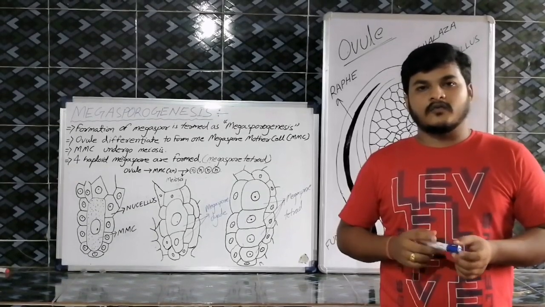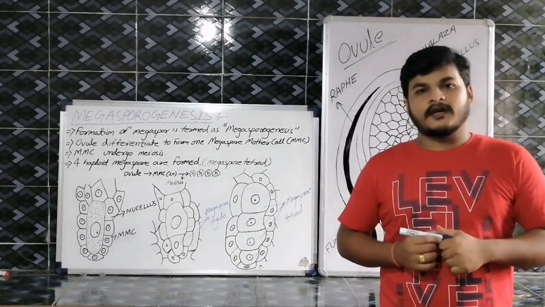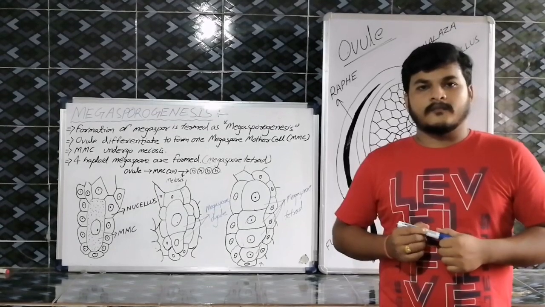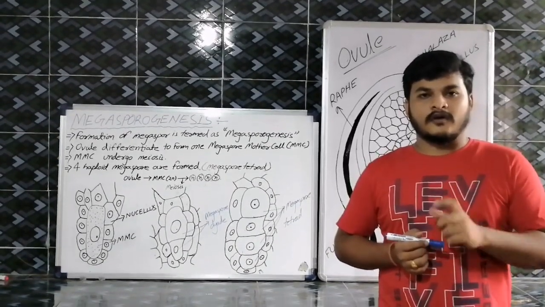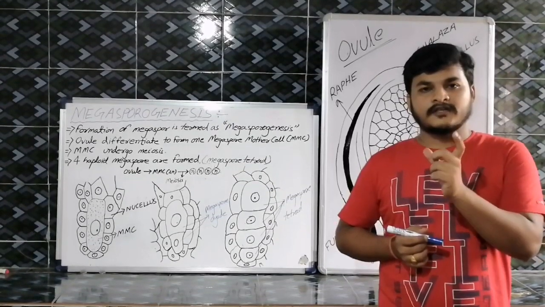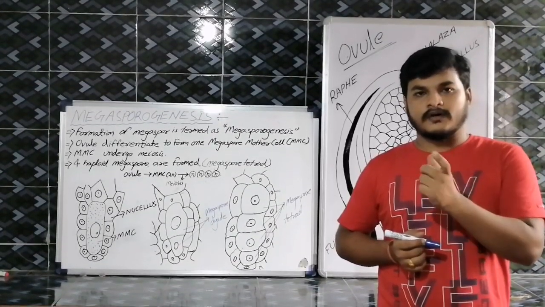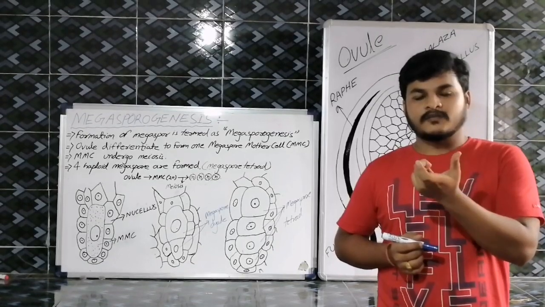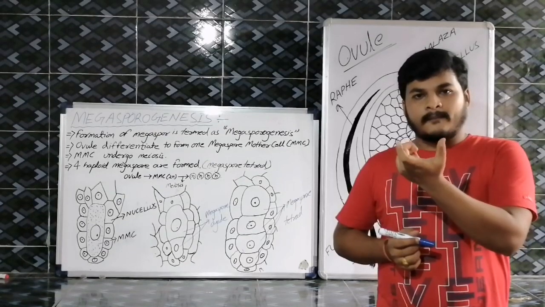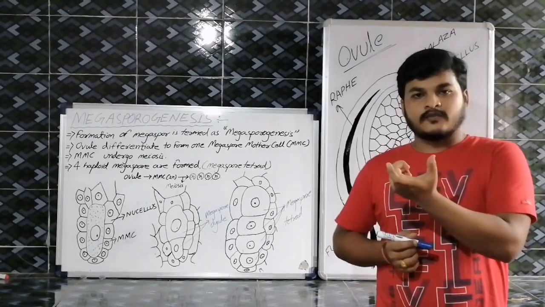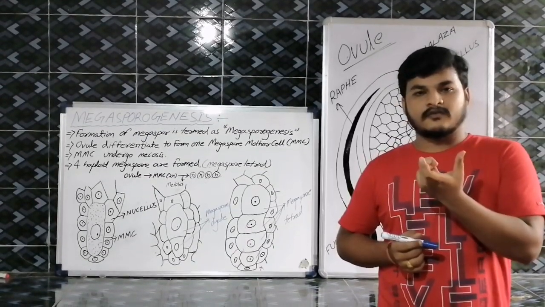In this part, we are going to study megasporogenesis. Before going to megasporogenesis, I want to clarify the term. The term megasporogenesis consists of two words: one is megaspore, another one is genesis. The term megaspore means a large spore and genesis means formation.